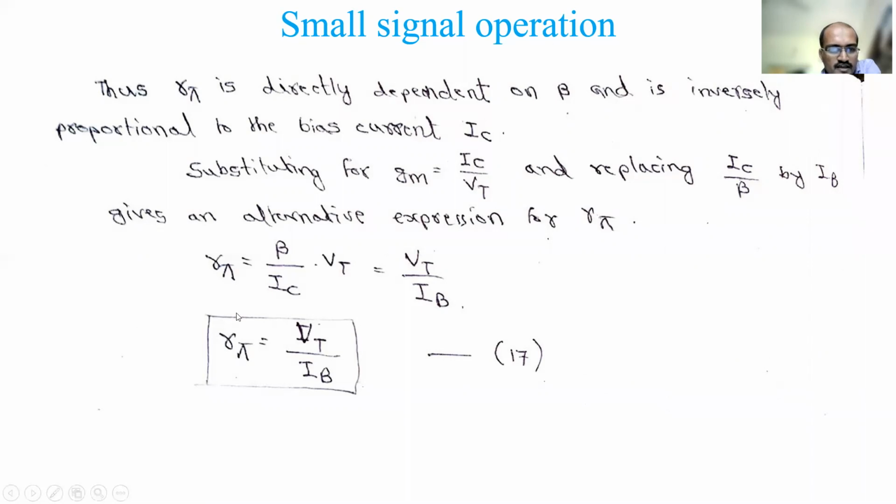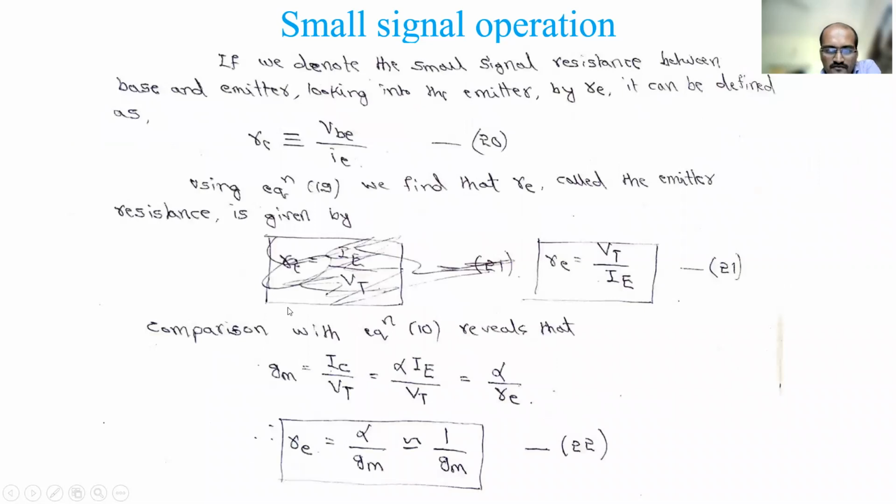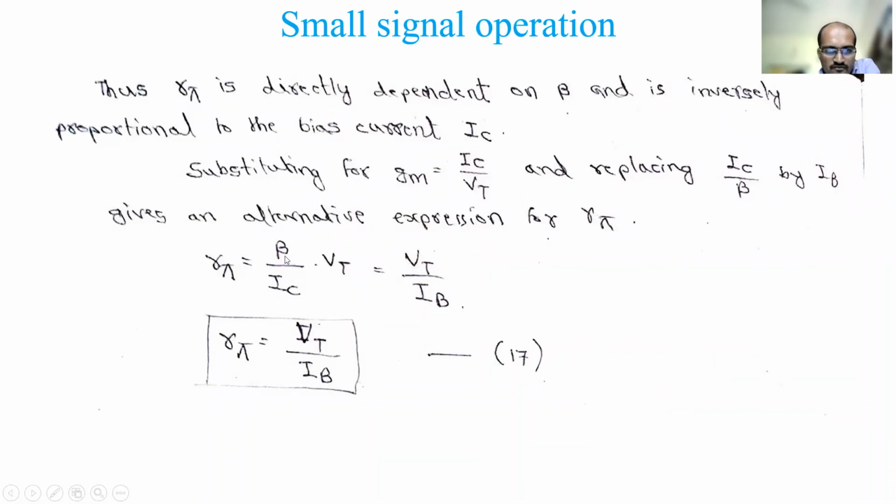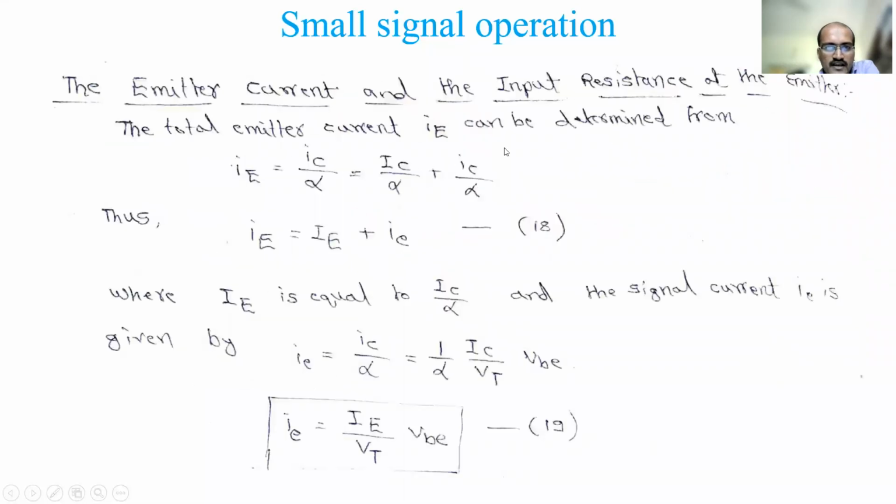You can use either expression to find it out. In case beta value is not given, you can go for this expression. So I have substituted here: beta by GM is there, GM is IC by VT, so VT by IC will come. So here beta by IC is nothing but 1 by IB, since IC by beta is IB. So if I take beta in the denominator, it will come as VT by IB. So that is my alternative expression for input resistance. Finally, I am left with the emitter current, which can also be derived in the same manner.